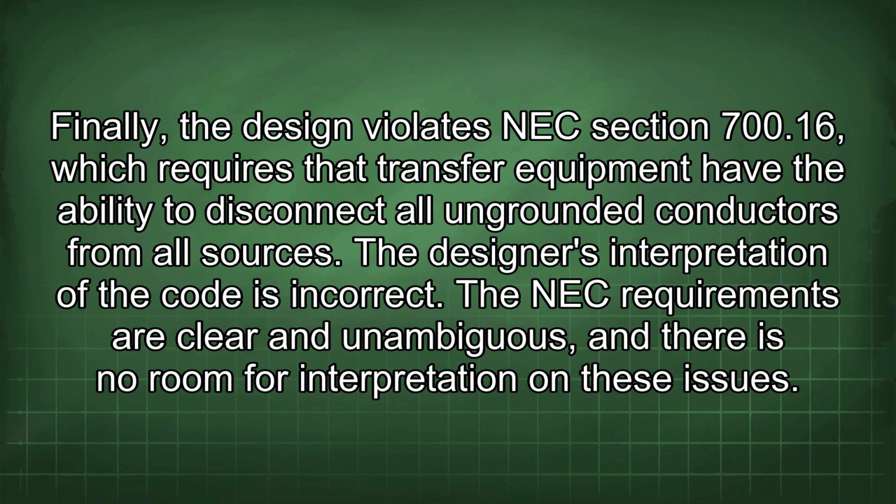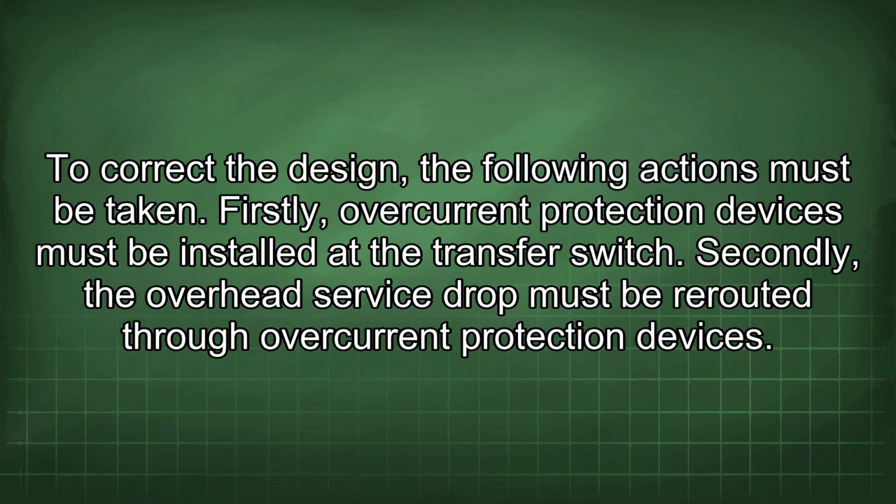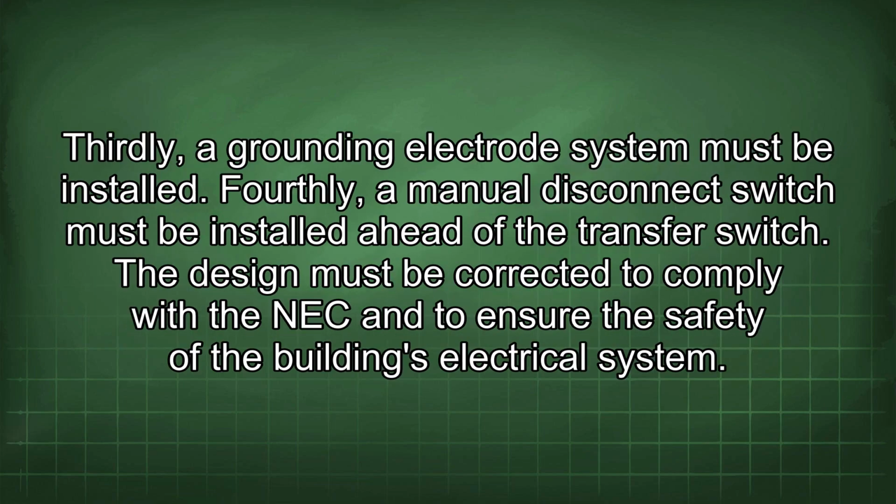The NEC requirements are clear and unambiguous, and there is no room for interpretation on these issues. To correct the design, the following actions must be taken. Firstly, overcurrent protection devices must be installed at the transfer switch. Secondly, the overhead service drop must be rerouted through overcurrent protection devices. Thirdly, a grounding electrode system must be installed. Fourthly, a manual disconnect switch must be installed ahead of the transfer switch. The design must be corrected to comply with the NEC and to ensure the safety of the building's electrical system.